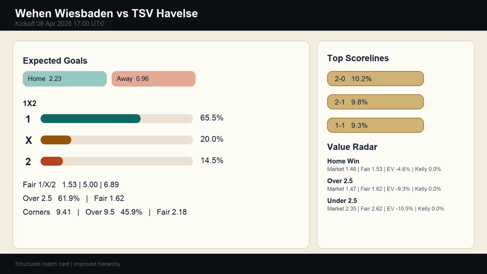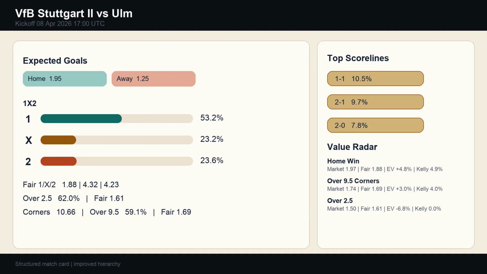Next, VfB Stuttgart 2 against Ulm. The model sees an open match. The expected goals profile is high enough to support over 2.5, and the general model structure says defensive mistakes and transition moments could create a game with multiple scoring events. On raw numbers alone, this is a goals match rather than a side match.